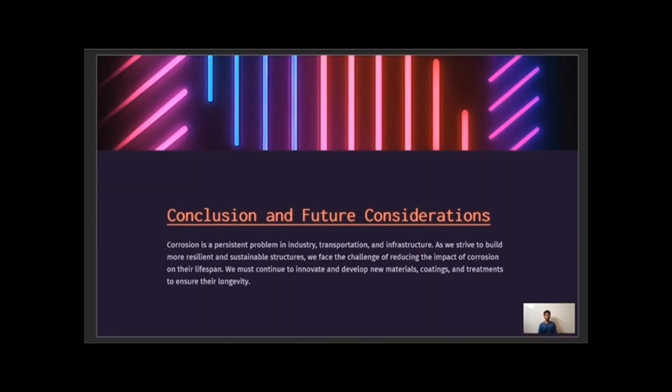Conclusions and future considerations. Corrosion is a persistent problem in industry, transportation, and infrastructure. As we strive to build more resilient and sustainable structures, we face the challenge of reducing the impacts of corrosion on their lifespan. We must continue to innovate and develop new materials, coatings, and treatments to ensure their longevity.